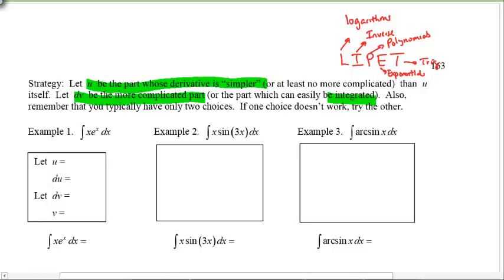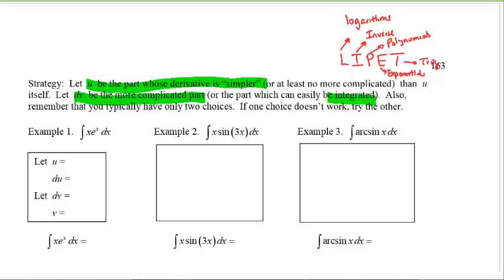LIATE is the order you should look at to help you decide what should equal u. If you see a logarithm, let that equal u first. If you don't see a logarithm, but you see an inverse, let the inverse be u. If you don't see logarithms or inverses, then it's polynomials. If you don't see any of those first three, then it's exponentials. And finally, your last choice usually for u is trig. All right, here we go.